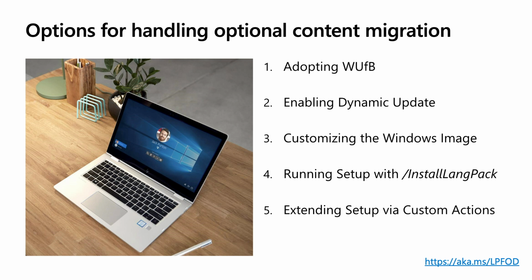The third option is to customize the Windows image before deployment. For example, adding additional FODs and language resources into a mounted offline Windows image, then using this image for the in-place update.